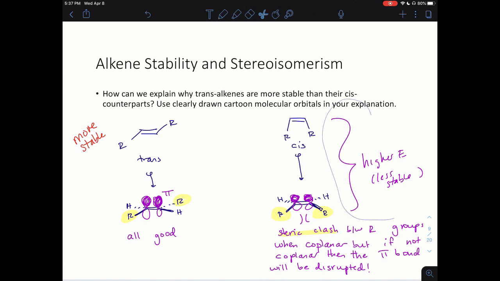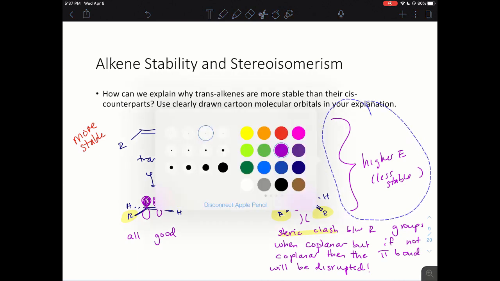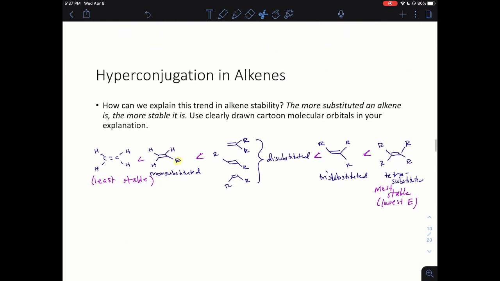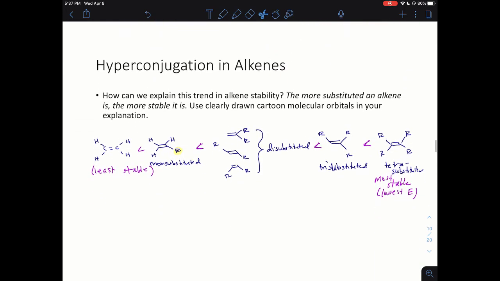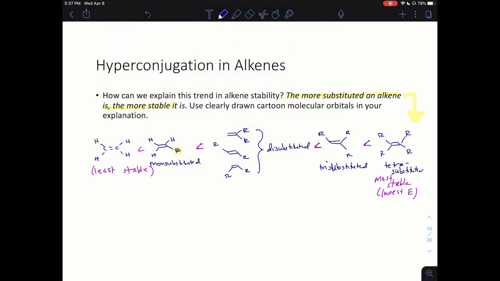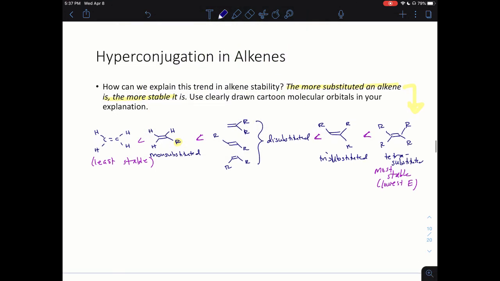Okay, so I think that this we can understand, especially if we think about it one more time if we need to. A little bit more difficult to understand might be the relationship between substitution pattern and alkene stability. So we saw that the more substituted an alkene is, the more stable it is. So the tetrasubstituted alkene was the most stable, and we need to understand why. Well, it says use clearly drawn cartoon molecular orbitals in your explanation.